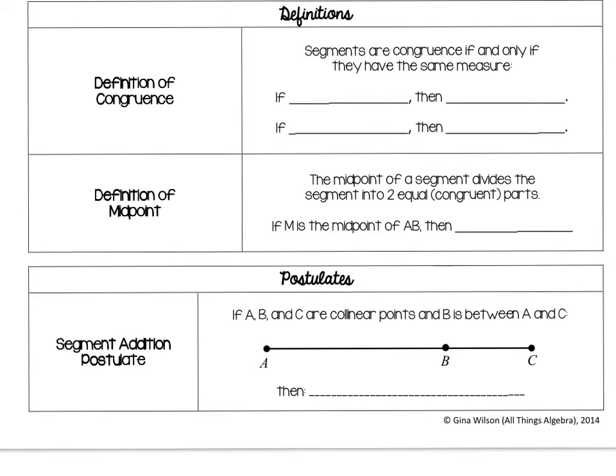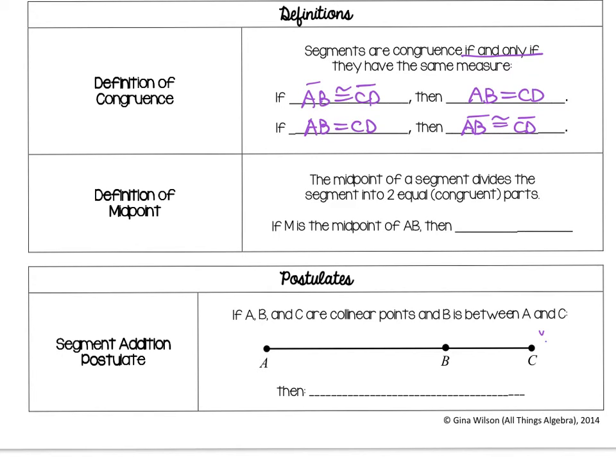So next one, definition of congruence. Segments are congruent if and only if they have the same measure. So when we talk about segments, if AB is congruent to CD, line segments, then the measurement of AB is equal to the measurement of CD. And if two line segments AB and CD have the same measurements, then they are congruent. It's very intuitive, but you do have to spell it out.